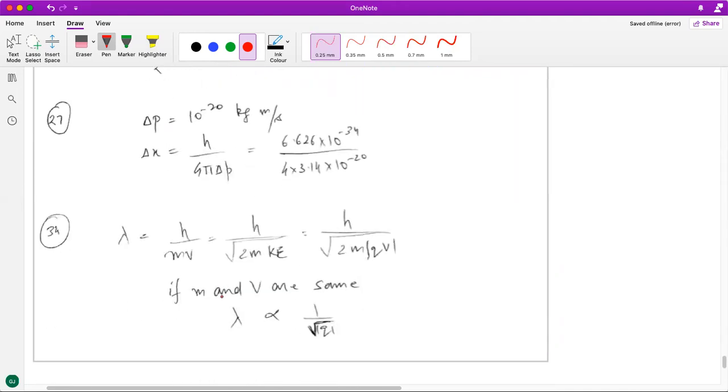27th is a straightforward formula substitution. 34th is also the same de Broglie wavelength formula, just different versions of it. So this time, because mass and the potential through which they are accelerated are the same, what varies is the charge on the particle.